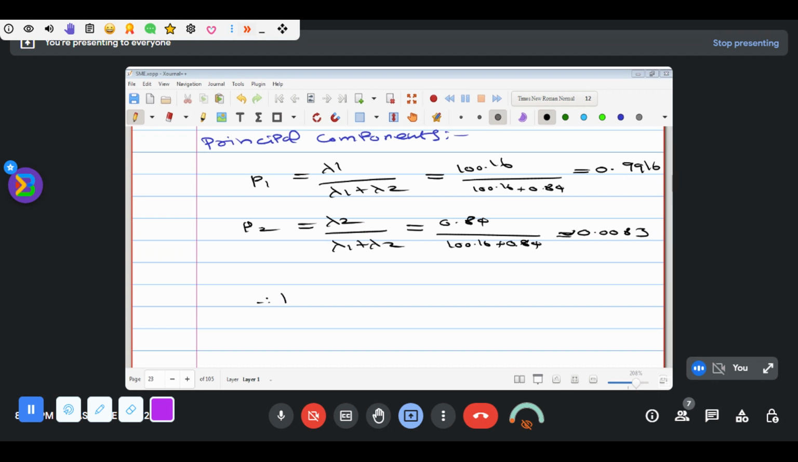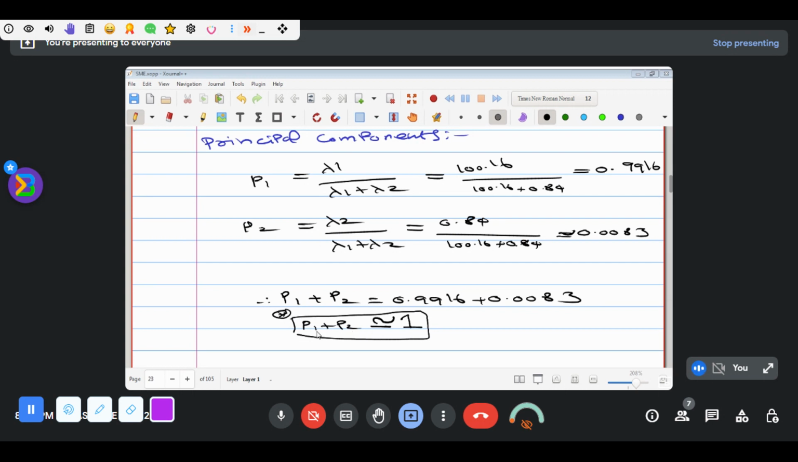Therefore, the sum of the two results, principal 1 and principal 2, equal to 0.9916 plus 0.0083. This two summation is approximately equal to 1 only. Therefore, our principal component result is satisfied. This one is very important. Our component result is 1, which satisfies this problem.